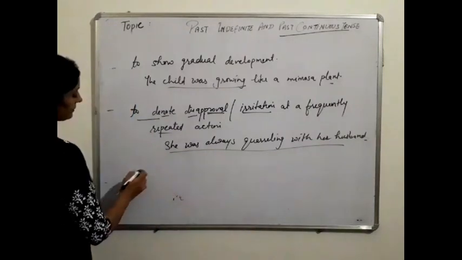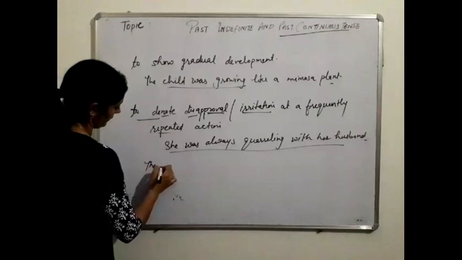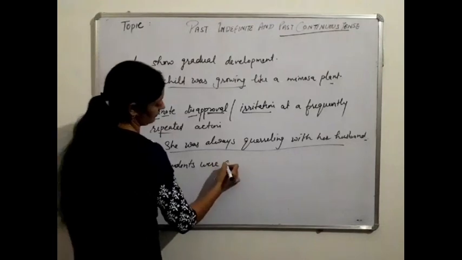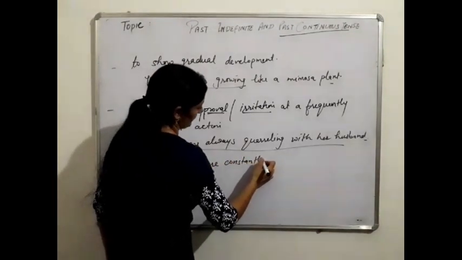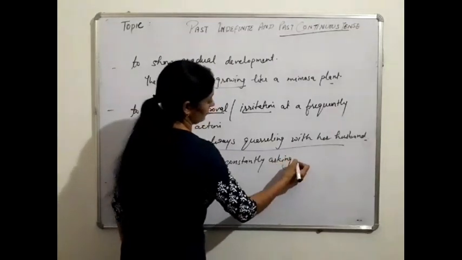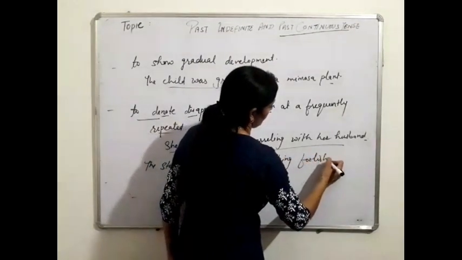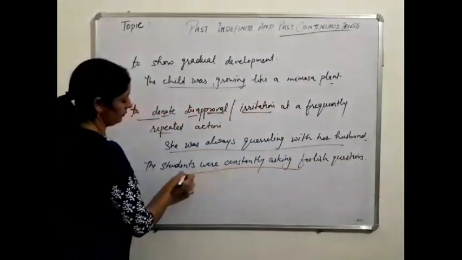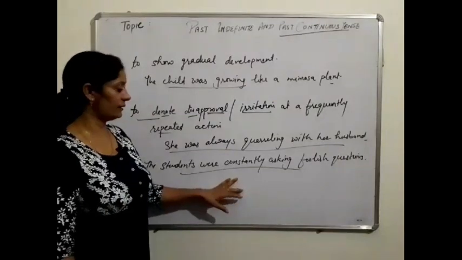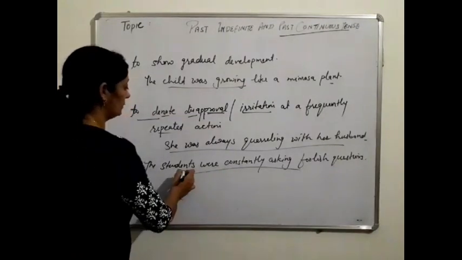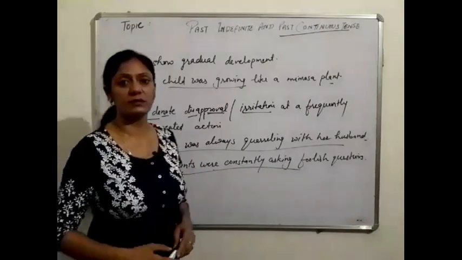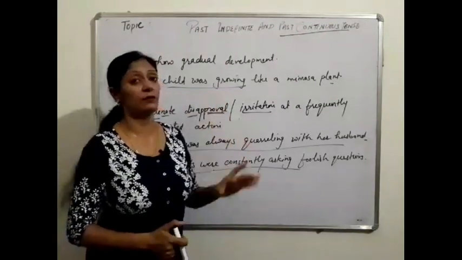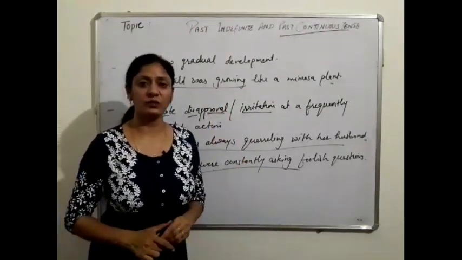We can also take another example. The students were constantly asking foolish questions. It means when the behavior of someone irritates you, for that action we use past continuous. The students were constantly asking foolish questions. With this our present indefinite, past indefinite and past continuous are complete. Okay students, thank you.